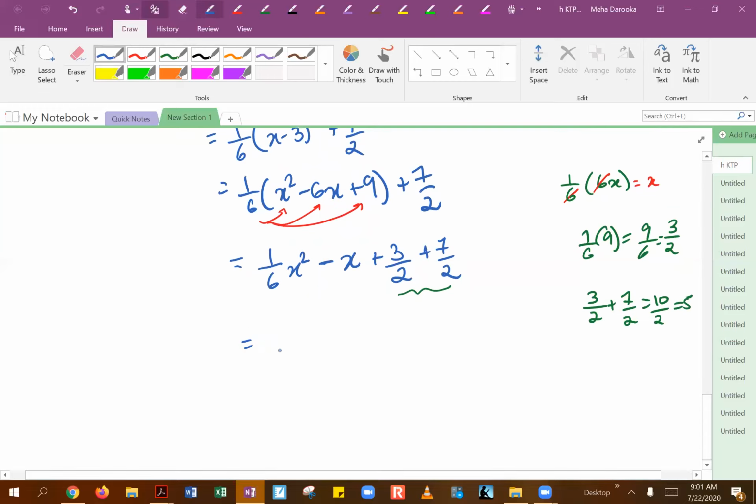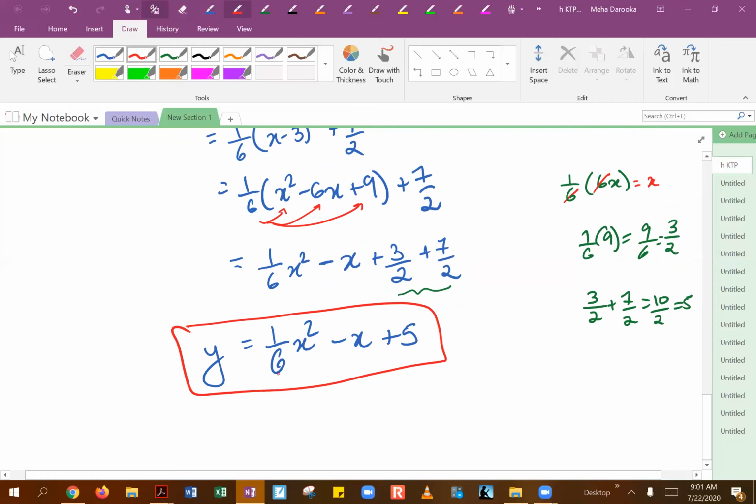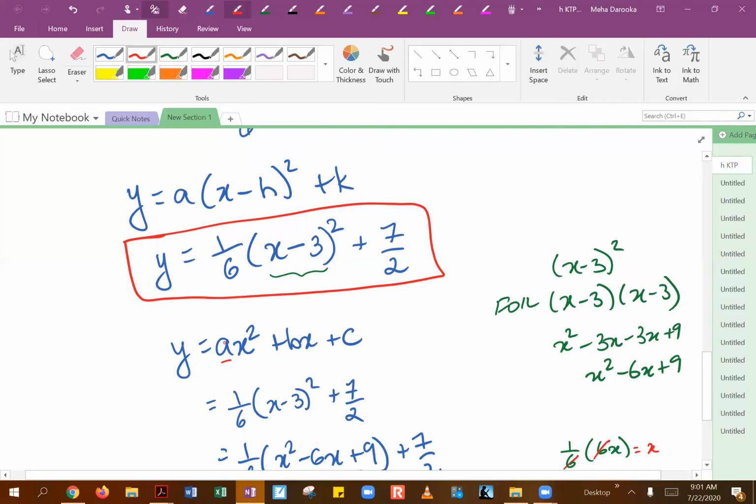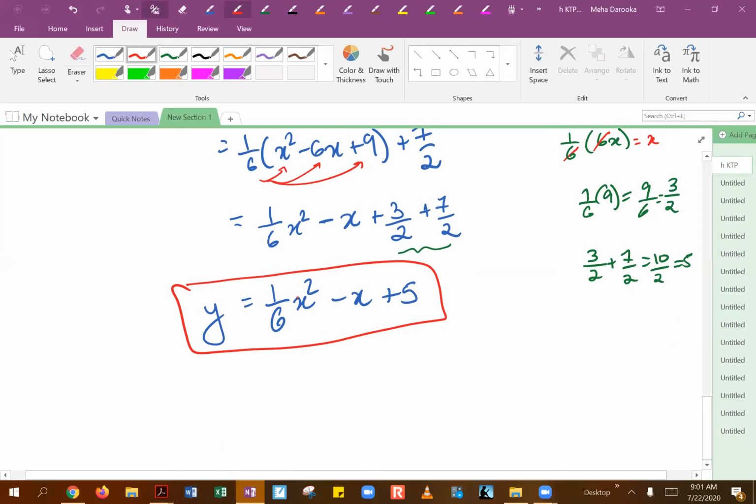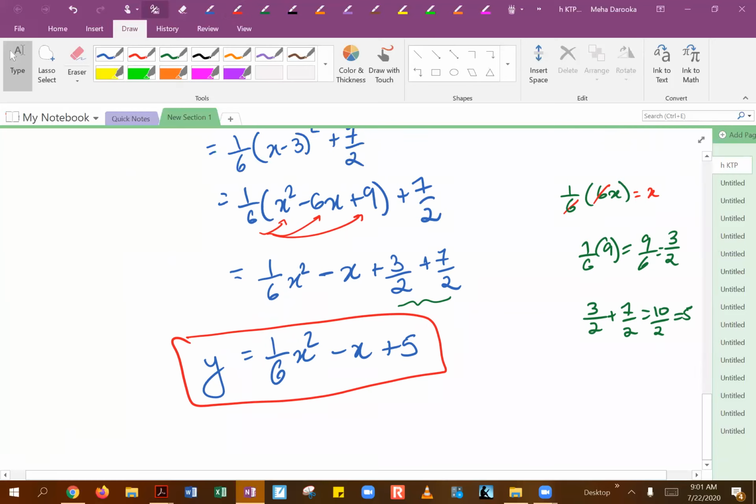So by the time you get into the standard form, you end up getting 1/6 x squared minus x, and then the constant term just becomes a positive 5. So in the standard form, this is what your equation would look like. But again, you can see that a value still stays the same, because this is the same a that you have here and here in this equation. So that will always stay 1/6. But obviously in the standard form, you don't have the h or the k values anymore, because all of them kind of get absorbed in this definition.